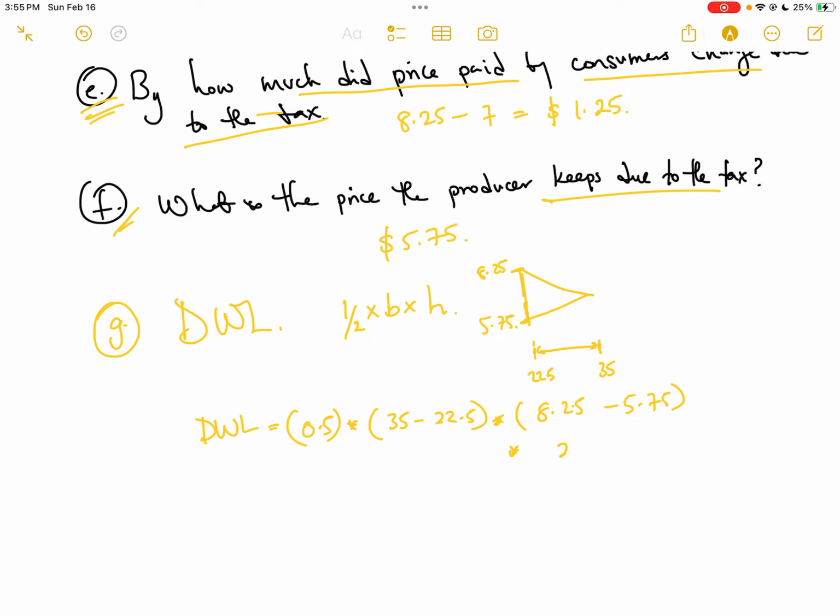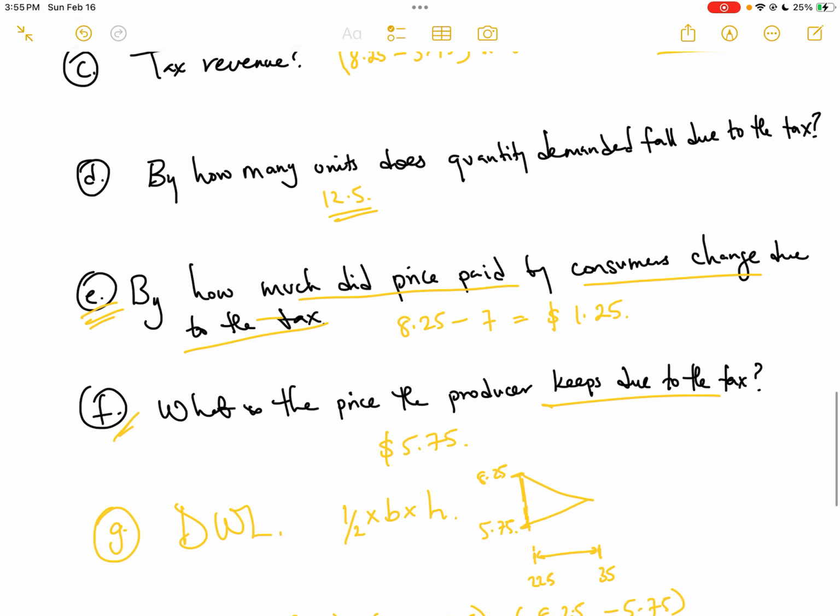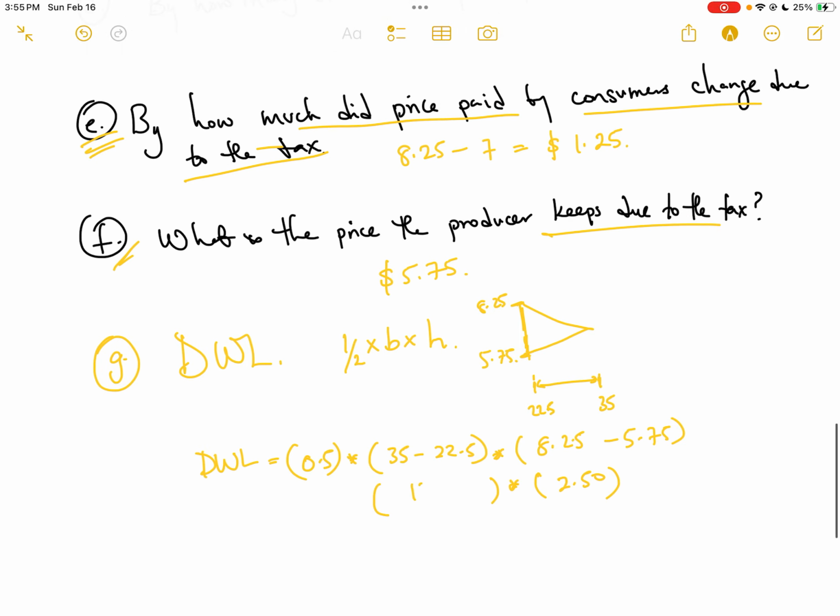By the way, this is deadweight loss. Really, the height is the amount of the tax, right? 2.50 times, we calculated this earlier, 12.5, right? Times half. And I will let you complete that calculation on your own. But this is it. Was that too hard? Okay. It wasn't. Good.